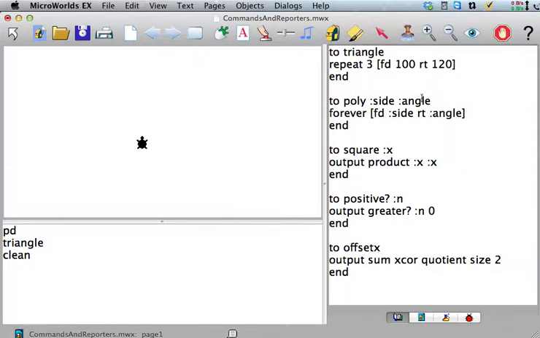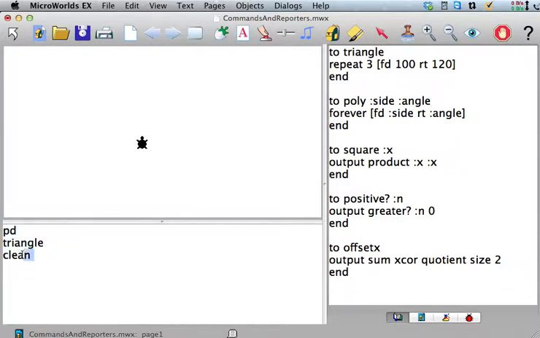Let's take a look at this guy, poly. So it says poly side angle. This is kind of a fun one to play with because you can give it a lot of different choices. Now, notice these words right here with a colon in front of them: colon side and colon angle. So what this means is that poly is a procedure that takes two inputs. One of them side and one of them angle. We're going to go forward side and right angle.